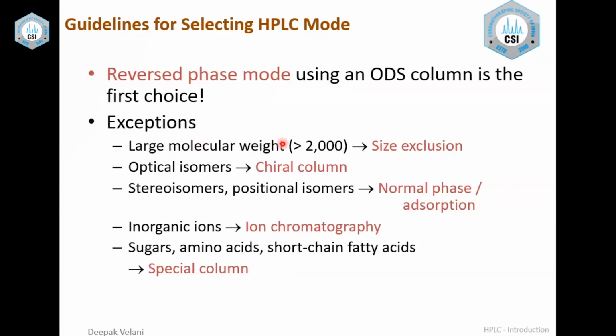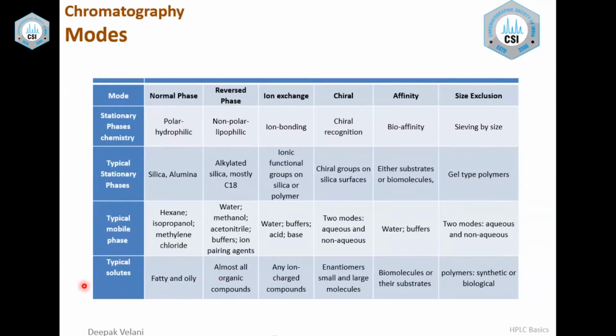Then comes the large molecular weight, more than 2000, size exclusion. Chiral columns for optical isomer separations, chiral separations, stereoisomers or positional isomers with normal phase or adsorption, and inorganic ions with ion chromatography. There is a very good session, I think on Friday, where ion chromatography is being covered, so I will not be covering it much here in detail. And sugars, amino acids, short chain fatty acids with special columns. This is a part of columns we will discuss briefly if time permits. Otherwise, we will stop at the modes of chromatography.